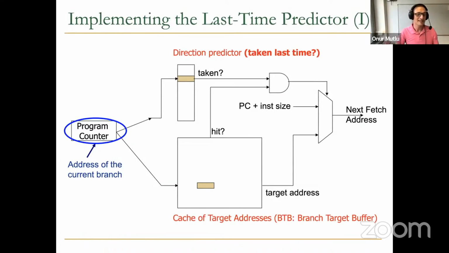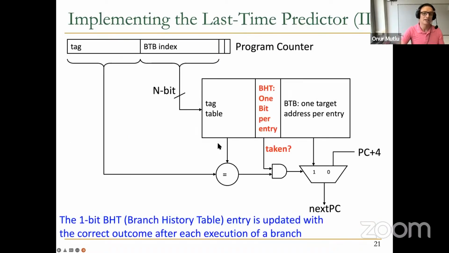How do you implement this? As I said, it could be implemented as a direction predictor over here, indexed by the program counter. It could be part of the branch target buffer as well. And this is an example where it's part of the branch target buffer. We will later cover caches, so the exact structure of this will be very similar to caches. Don't worry about it right now.